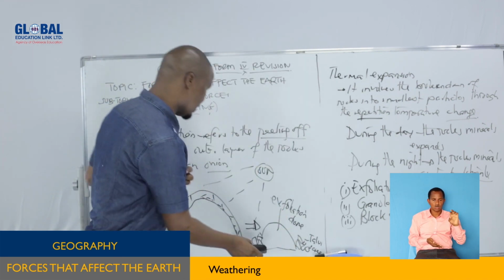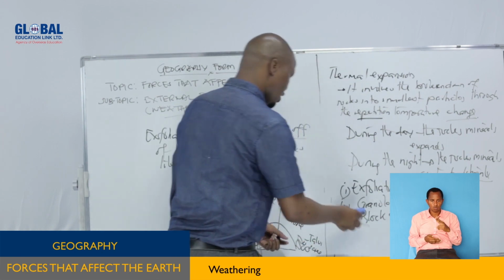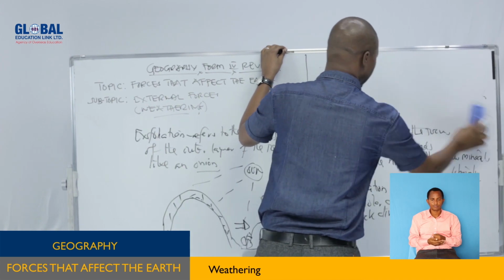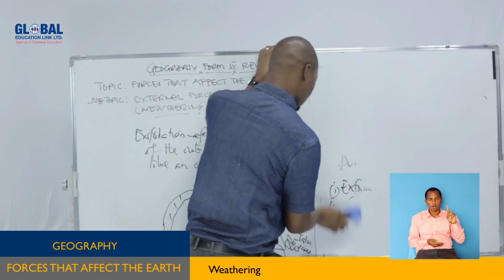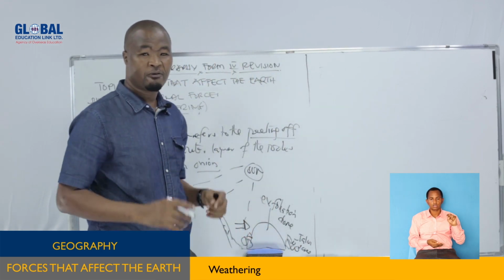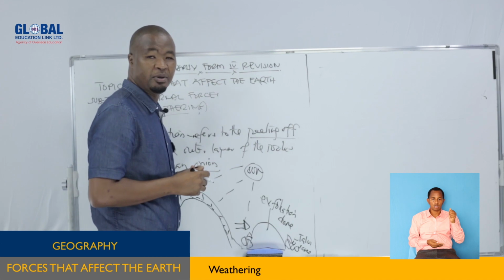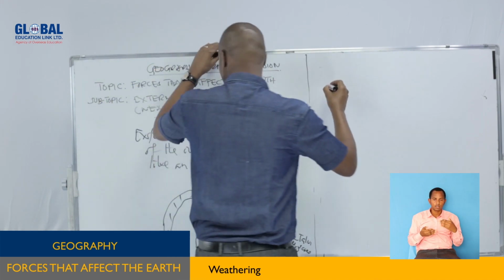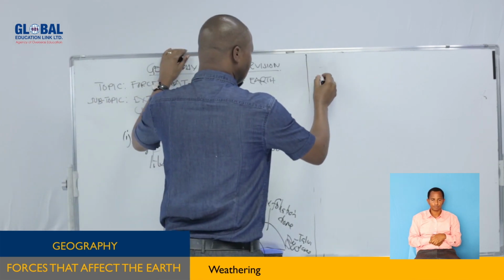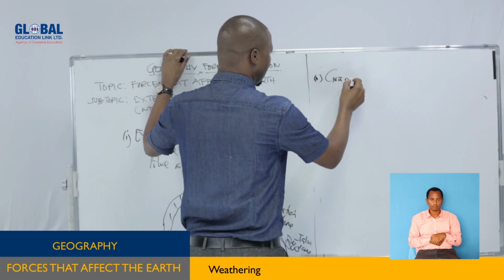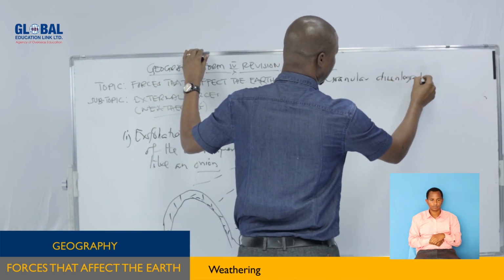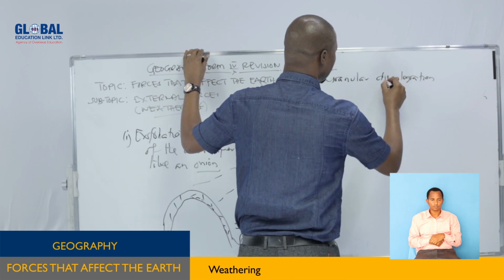So let's see another process of thermal expansion, which is granular disintegration. Remember, we are talking about the role of climate, so we have started with temperature. Are we together? The granular disintegration is the second process or form of thermal expansion. See, this is the granular disintegration.